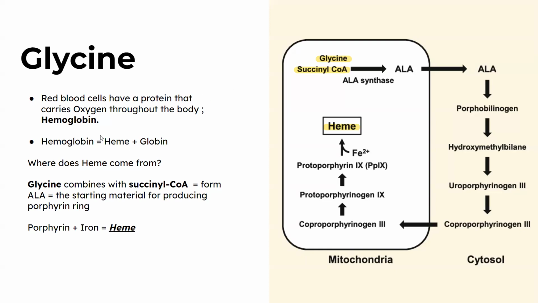What is heme exactly? Heme is basically a porphyrin ring plus iron in the middle. But we want to know how we produce this heme. Where does it come from? It actually comes from glycine and succinyl-CoA. So when these two components combine, they give us ALA, and then you don't need to know this part. It ends up combining with iron to give us heme.